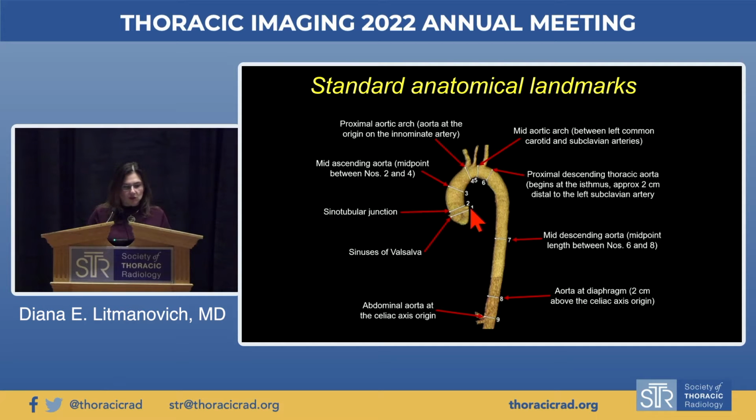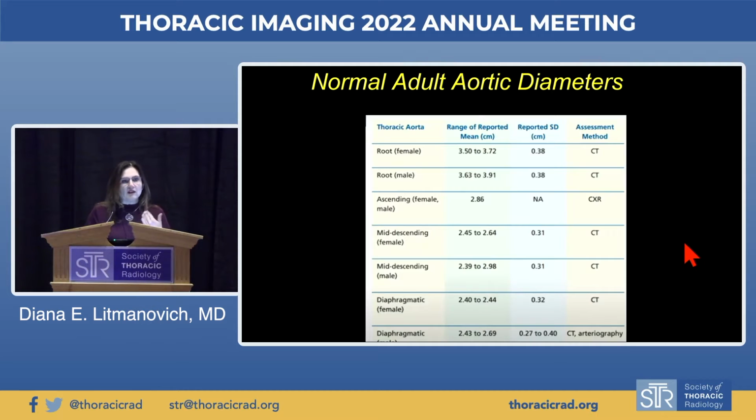So the sinotubular junction is the landmark between the aortic root and the ascending aorta, and then the descending aorta, and the sinuses of Valsalva. The size of the aorta is very important.